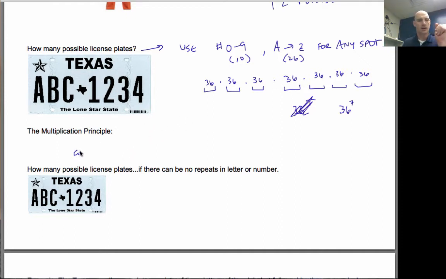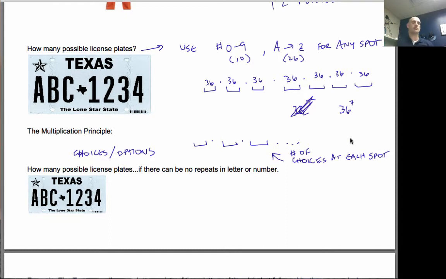I like to think about it in terms of my choices or my options, and you look at it in terms of boxes or bins or spots. I'm going to put a dot, dot, dot here because these are choices, the number of choices at each spot. Okay, number of choices at each spot. So that can kind of help. Okay, so let's think about this.